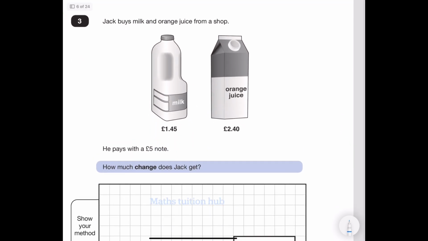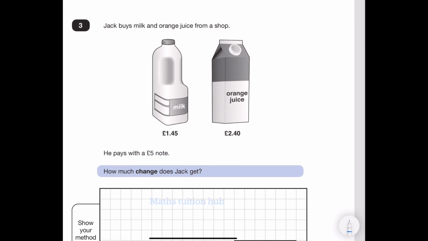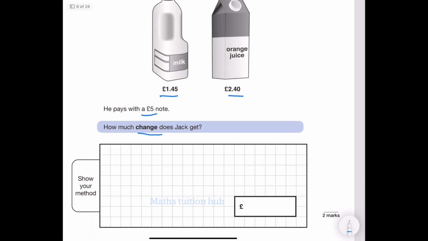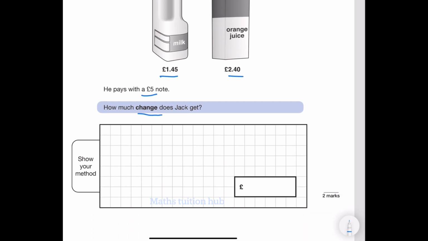Jack buys milk and orange juice from a shop. The milk is £1.45, orange juice is £2.40. He pays with a £5 note. How much change does Jack get? So let's see how much he spent first. So by adding £1.45 and £2.40, add them together to get how much he spent in a shop. So 5, 4 add 4 is 8, and need to put the decimal there. So 1 add 2 is 3.